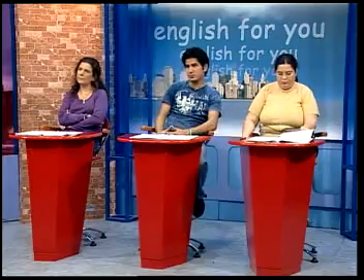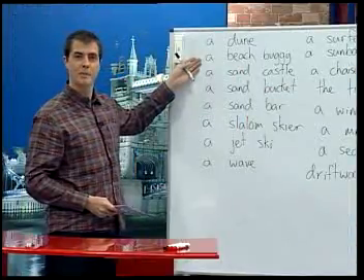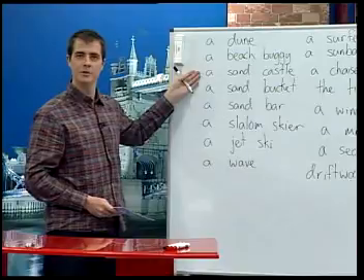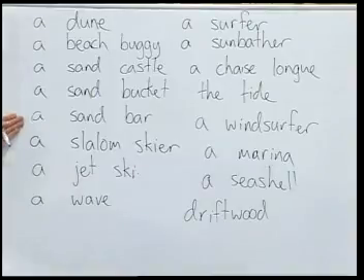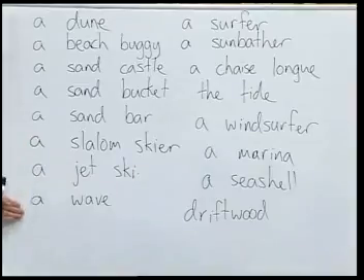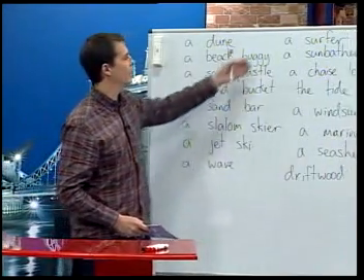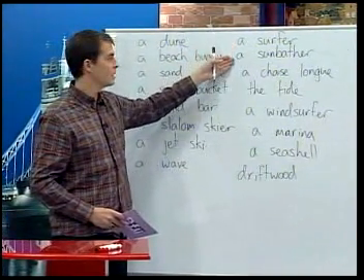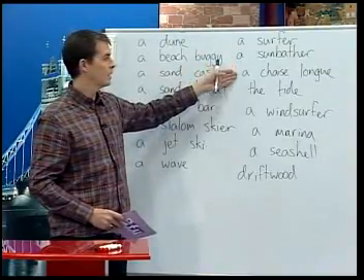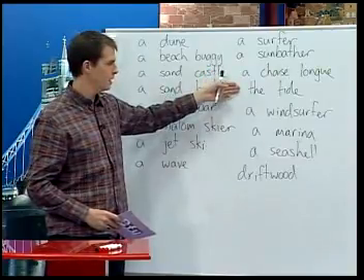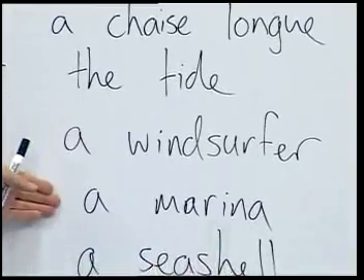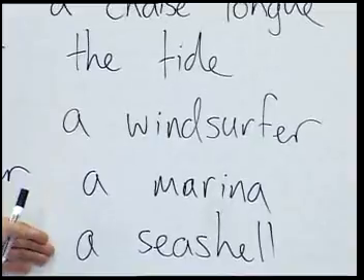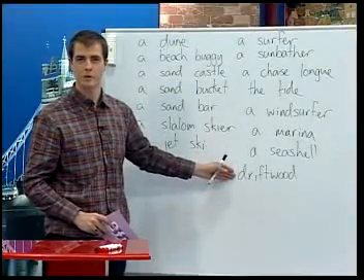Okay, let's go over these again. A dune. A beach buggy. A sand castle. A sand bucket. A sand bar. A slalom skier and a jet ski. A wave. Okay, over here. A surfer. A sunbather. A chaise longue. The tide. A windsurfer. A marina. A seashell and finally driftwood.